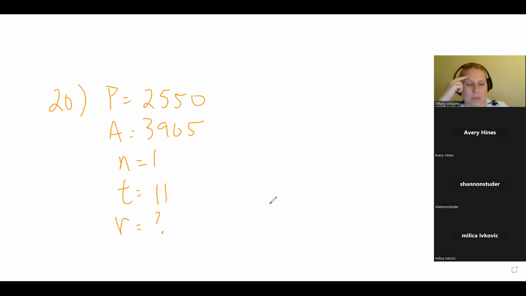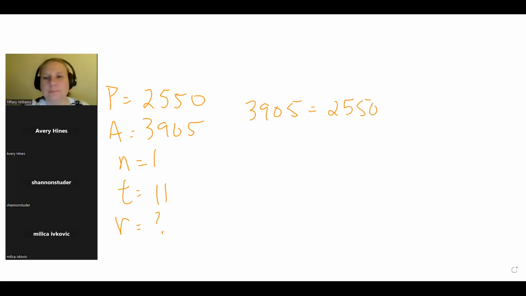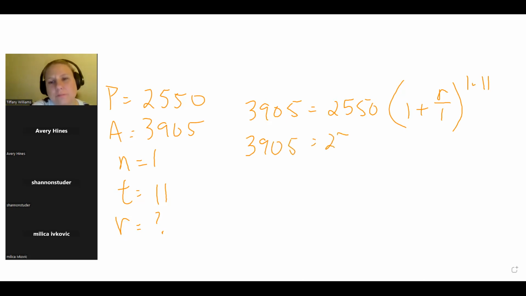So let's see if we can set up a formula here. Normally it's A equals, but this time I know what A is. So I'm going to have 3905 equals 2,550 times 1 plus R, I don't know what R is, over N, which is 1, raised to the 1 times 11, or N times T. So let me clean this up just a little bit more. 1 plus R divided by 1 is R, and then we'll raise that 1 times 11 is 11. So I've cleaned that up as much as I can. So here's a great question. How do we solve this?